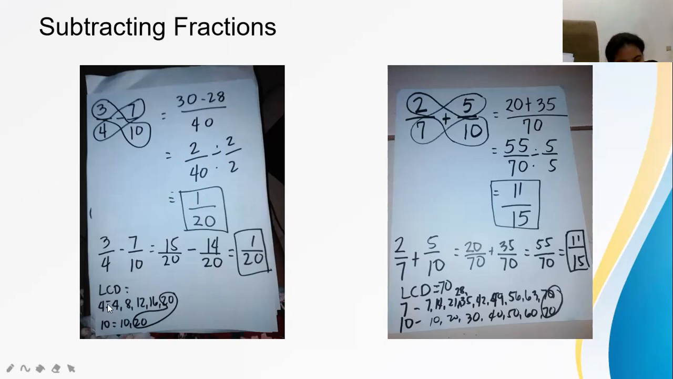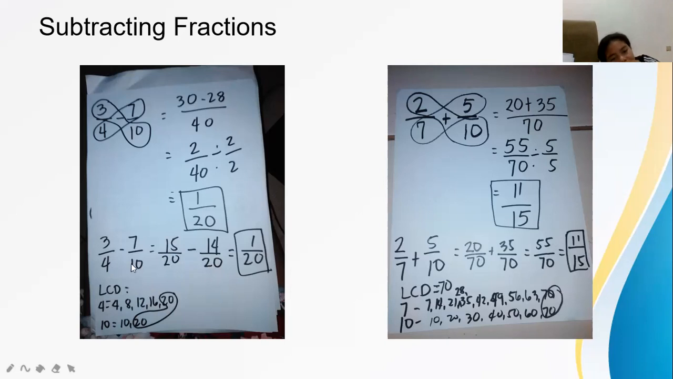Okay. The multiples of 4 are 4, 8, 12, 16, 20, and so on. Then the multiples of 10 are 10, 20, and so on. So their LCM or least common multiple is 20. So the LCD is 20. That's why we write 20 for the denominator. So 20 divided by 4 is 5. Then times 3. 5 times 3, that is 15. So minus. Okay. 20 divided by 10.